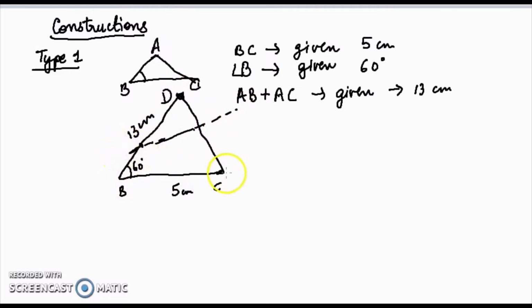You already have two vertices B and C. You only needed to find one, A. So this point will give you A, and then you will join AC. You will get the required triangle. So this will be the required triangle ABC, such that AB plus AC will give you 13 centimeter.